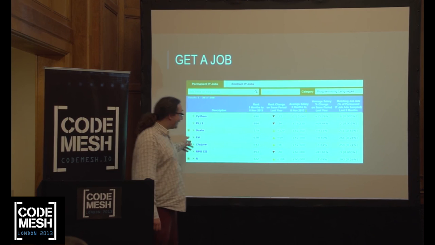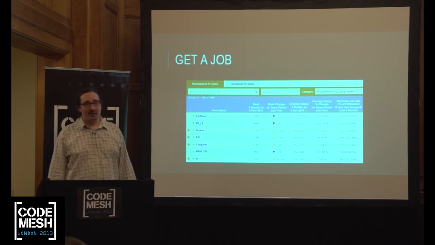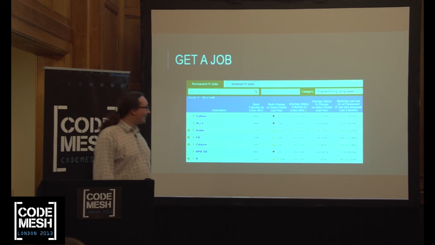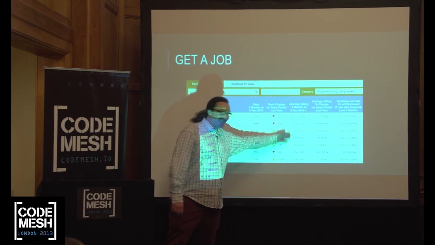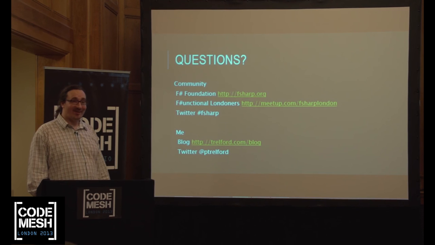But in terms of London, the top three languages in terms of wages are Scala, F-sharp, and Clojure. So it does feel like in the financial centers, it's a good safe bet to put your money there. Well, and also a good safe bet to get some money. And so hopefully you can see things are going in the right direction. Questions?